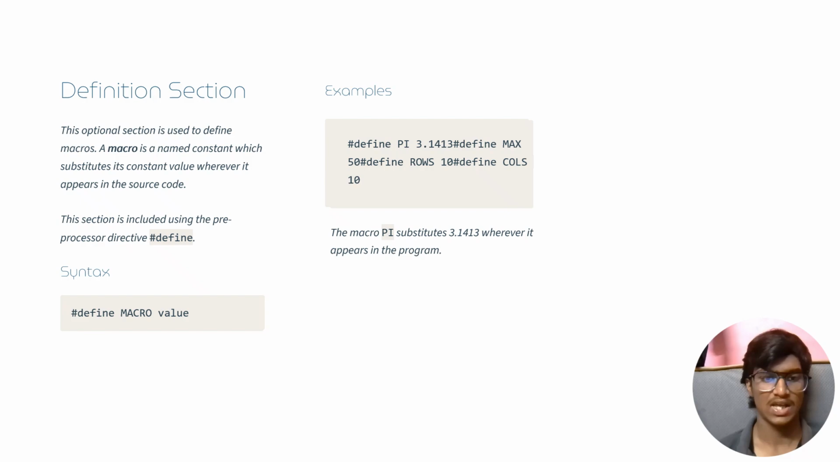Definition section. This optional section is used to define macros. A macro is a named constant which substitutes its constant value whenever it appears in the source code. This section is included using the preprocessor directive #define. Syntax of definition section: #define macro value. These are the examples. The macro PI substitutes 3.1413 whenever it appears in the program. #define PI 3.143, #define MAX 50, #define ROWS 10, #define COLUMNS 10.